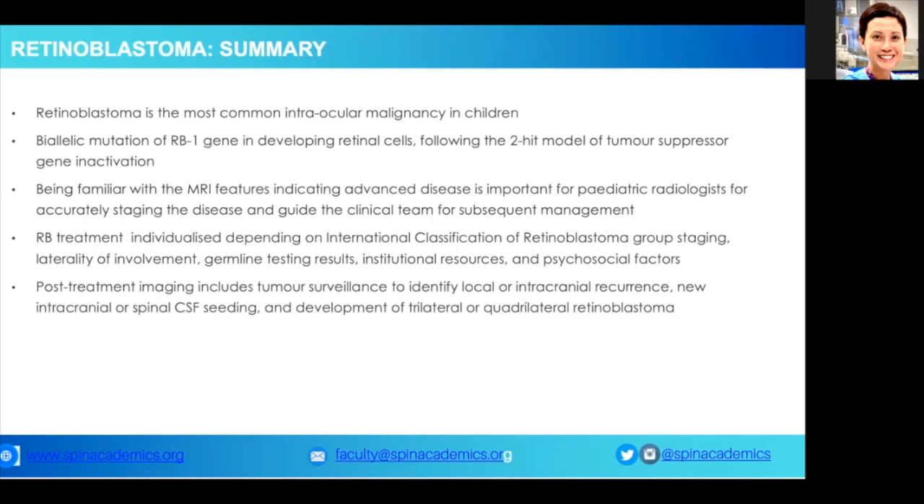RB treatment is individualized depending on the IC-RB group staging, laterality of involvement, germline testing results, institutional resources, and psychosocial factors. And post-treatment imaging includes tumor surveillance to identify local and intracranial recurrence, new intracranial or spinal CSF seeding, and development of trilateral and quadrilateral retinoblastoma.